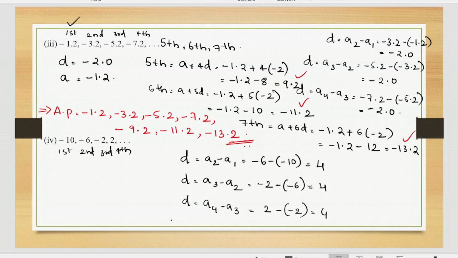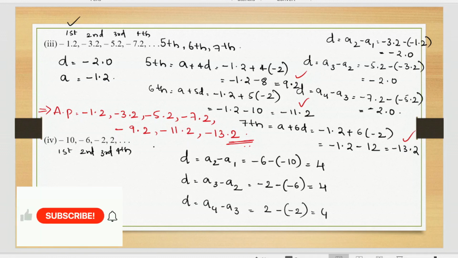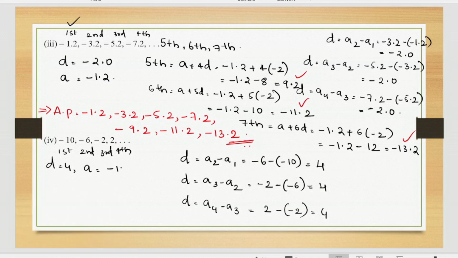So we can see that the common differences in all the terms are same, that is 4. Okay, so the common difference is 4 and the first term is minus 10. If the common difference is same, we can say it is an AP, right? If it is an AP, we need to find next three terms. Okay, that is 5th, 6th and 7th. So how do we find the fifth term?